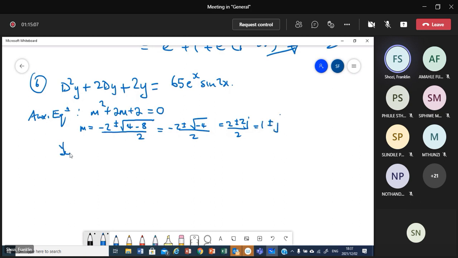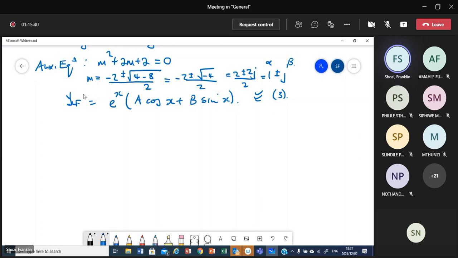Therefore, what is your YCF? Because the roots are complex, it's e to the power alpha x. My alpha is minus 1 in this case. So that into a cos 1x, so cos x, plus b sine x. That is your complementary solution. Because here, that one is my alpha, this one is my beta there. My beta coefficient there is 1.